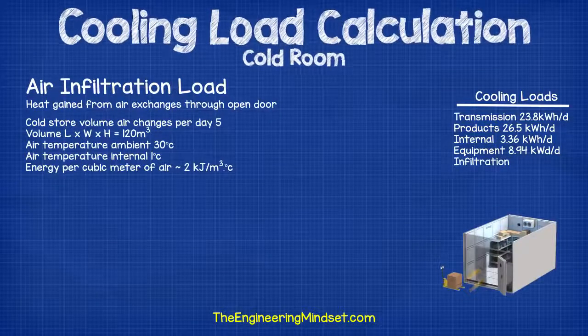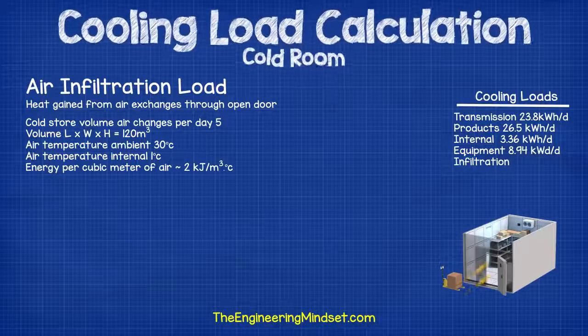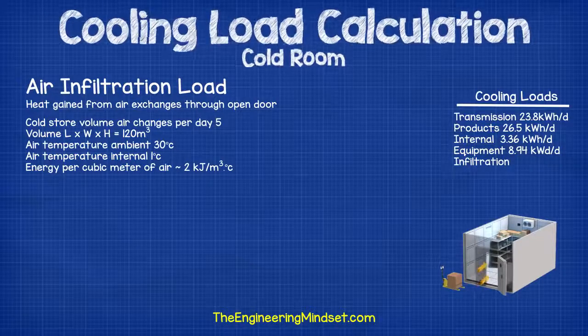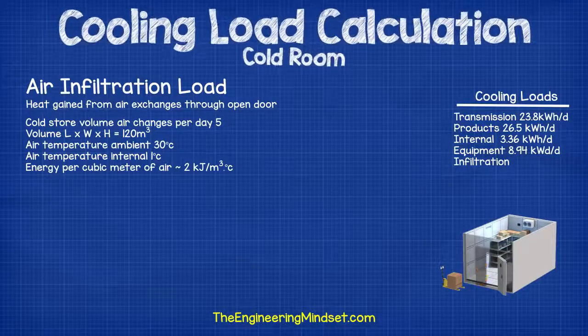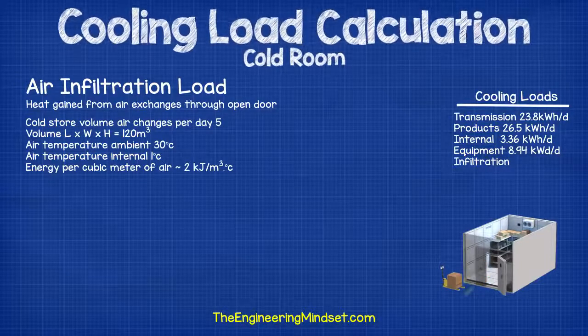Now we need to calculate the heat load from air infiltration. I'm going to use a simplified equation, but depending on how critical your calculation is, you may need to use other more comprehensive formulas to achieve greater precision. We'll estimate that there will be 5 volume air changes per day due to the door being open. The volume is calculated at 120 cubic meters. Each cubic meter of air provides around 2 kilojoules of heat per degree Celsius of temperature difference, and the outside air is 30 degrees Celsius, whereas the inside air is 1 degree Celsius.